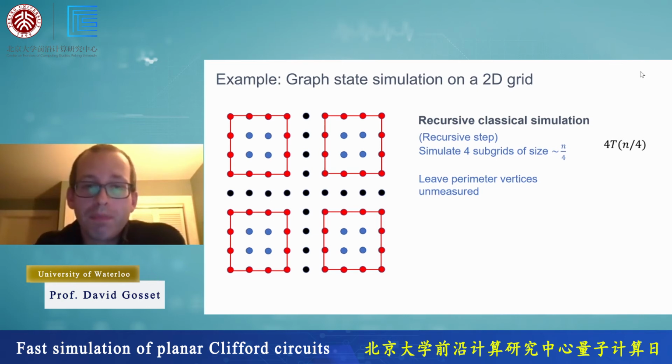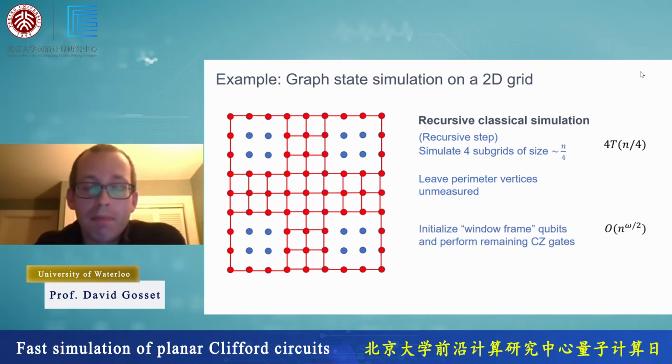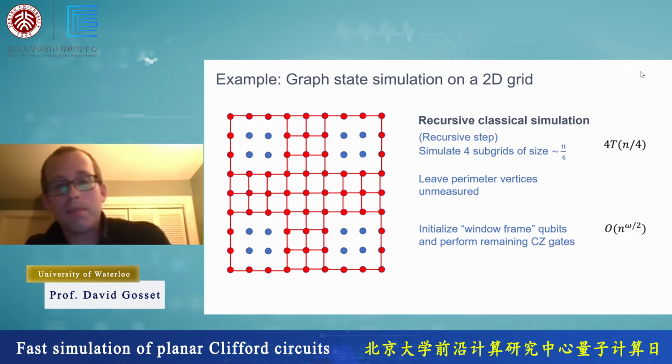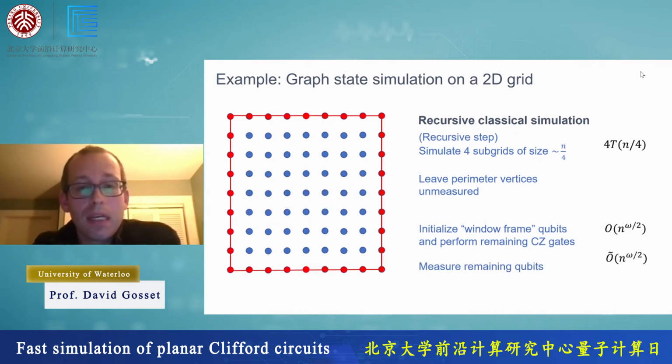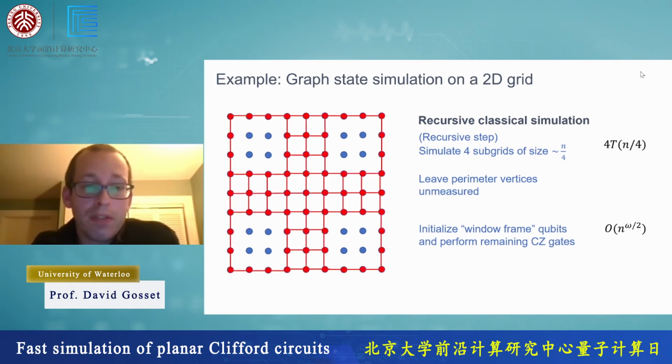And the reason you're going to do that is because now you need to connect them all up by initializing these window frame qubits in between and performing the remaining controlled z-gates. The number of qubits that are left now to initialize is order root n. So this takes time n to the omega over 2. And then you measure the remaining qubits. And you can either leave the perimeter unmeasured if you're recursing, or you can just measure everybody if you're at the final step. And the cost of that is, again, n to the omega over 2, because at this stage, when you're measuring the remaining qubits, you have only root n qubits being stored in the memory.